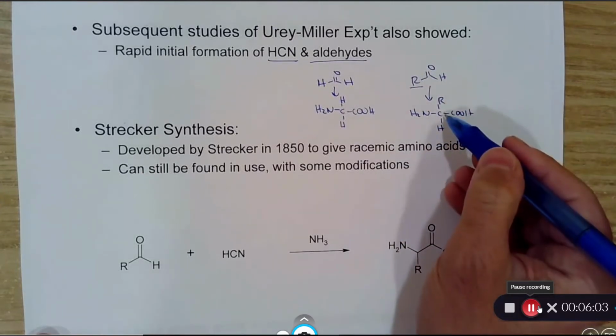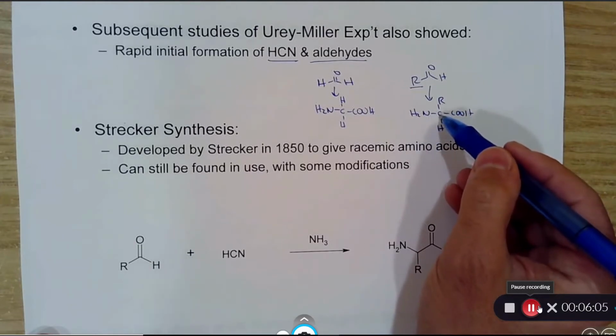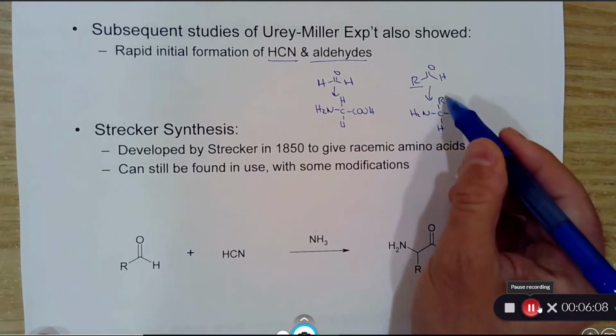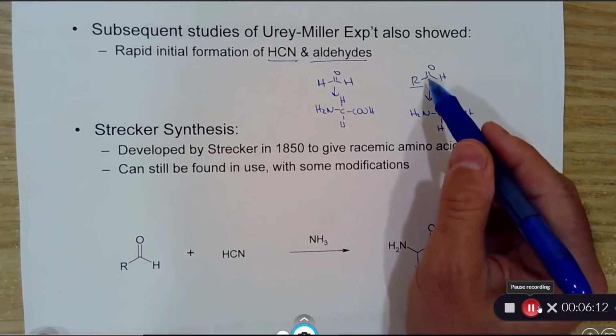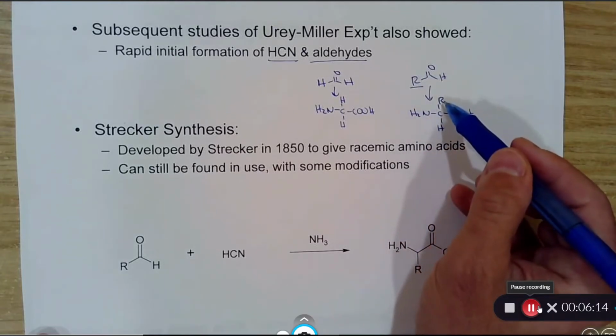And as you know, amino acids are characterized by this chiral carbon, which has 4 different substituents and different R groups. So there's a lot of evidence suggesting that depending on the aldehydes that you get, these would make the amino acids.